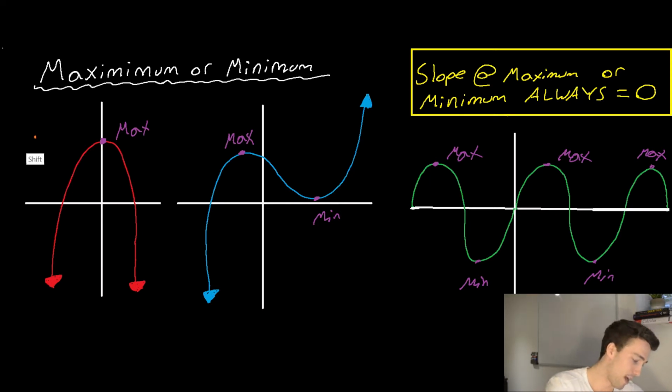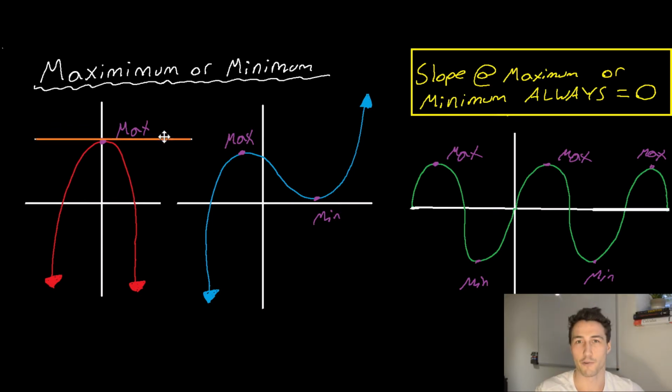And you could see this by, if I drew a horizontal line, well, slope is defined as rise over run. So in this case, in this orange line, there's no rise. So that means it's 0. So then therefore the slope at that point will be 0. The same with the minimum. So I could do another maximum slope there and a minimum slope there. The slope at a maximum or minimum will always be 0 because it's a horizontal line at that point.